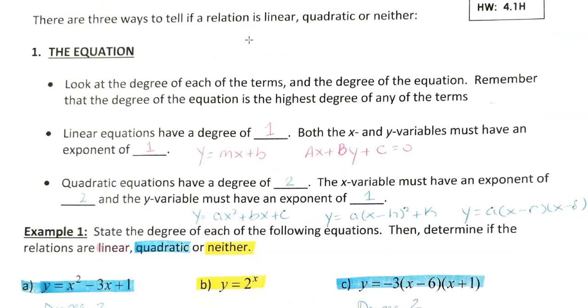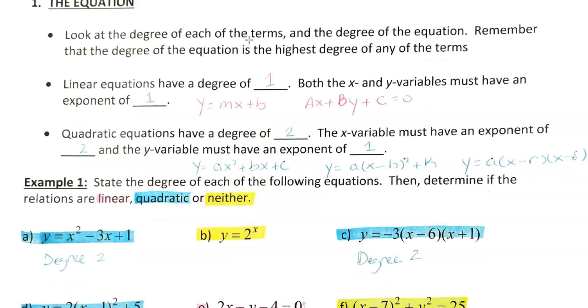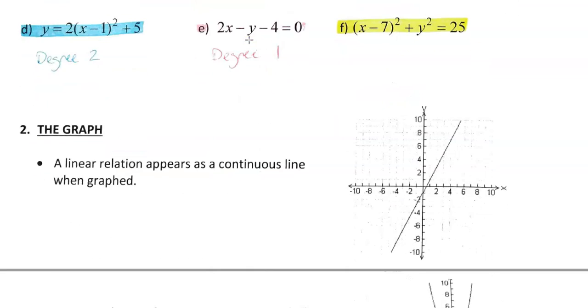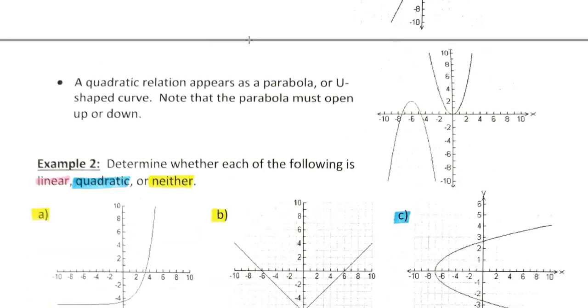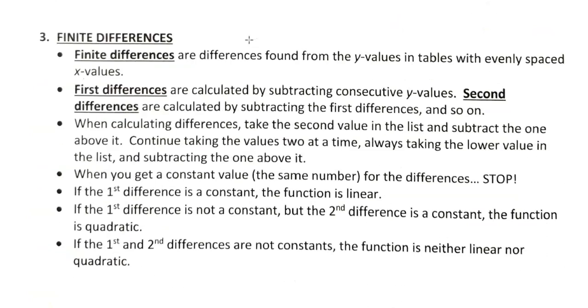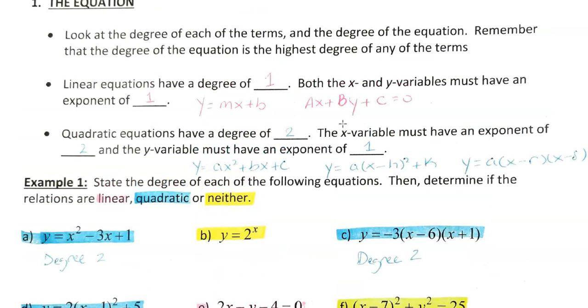Number one, we can take a look at the equation, which means just based on what you see as the equation, you can tell which one of those it belongs to, linear, quadratic, or neither. The second way is to graph. So based on the graph, you can obviously tell what function you have. And then lastly is based on the table of values. I'm going to perform something called finite differences. Okay, so let's go back up to number one and we'll just take a look at the equations first.